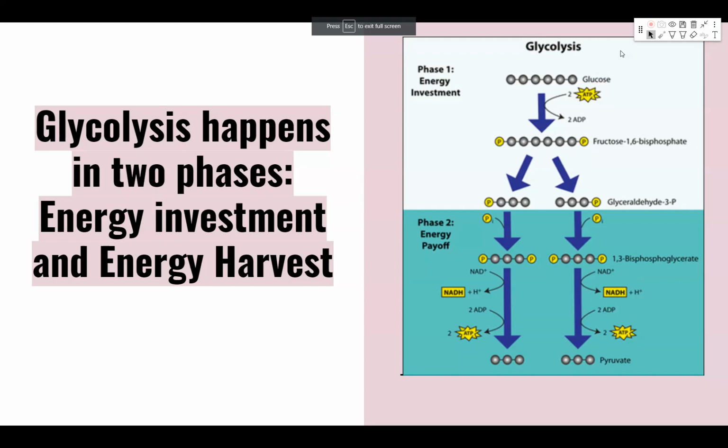Beautiful. All right, so we've got energy investment and energy harvest or energy payoff. So we're going to start with phase 1. That is energy investment. So this should be the first big box in your guided notes. We're going to start with glucose.